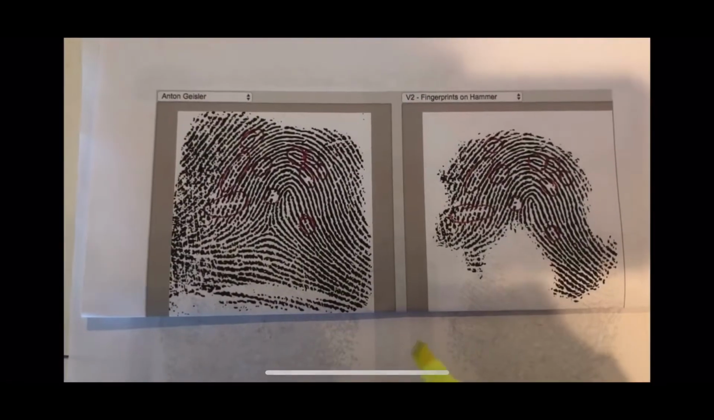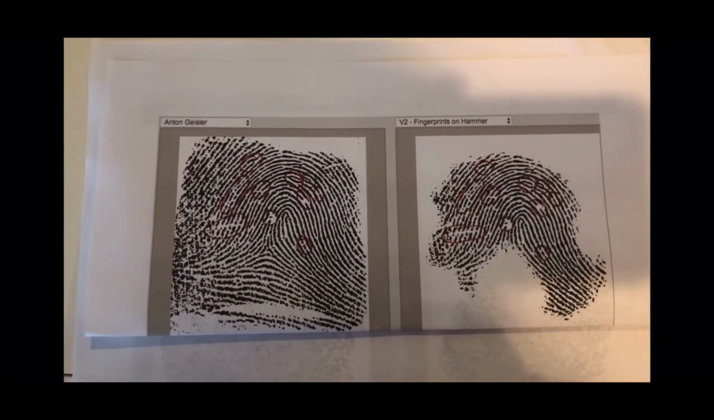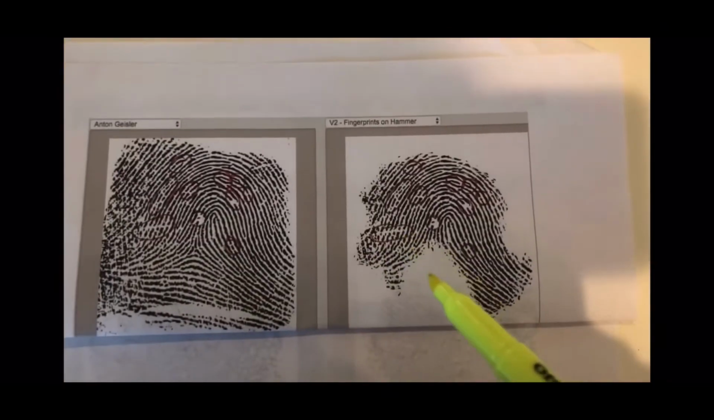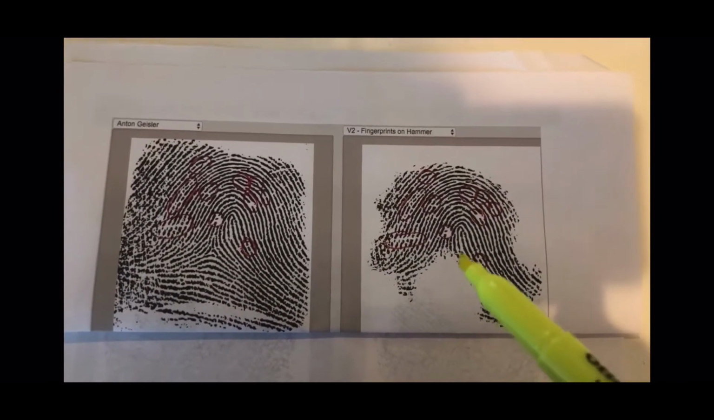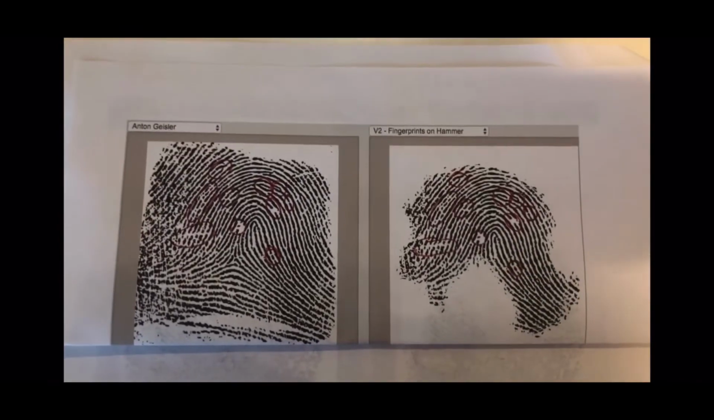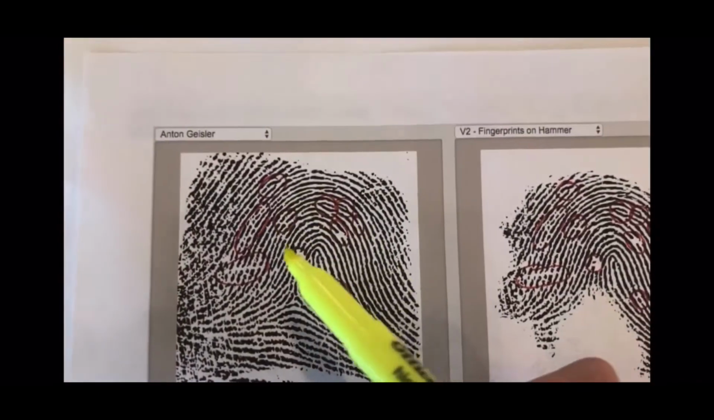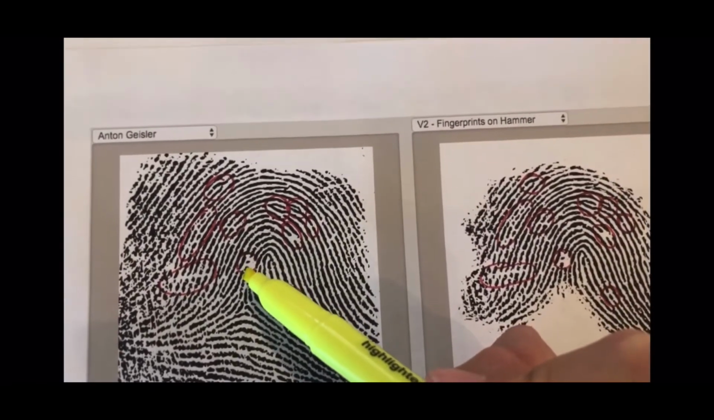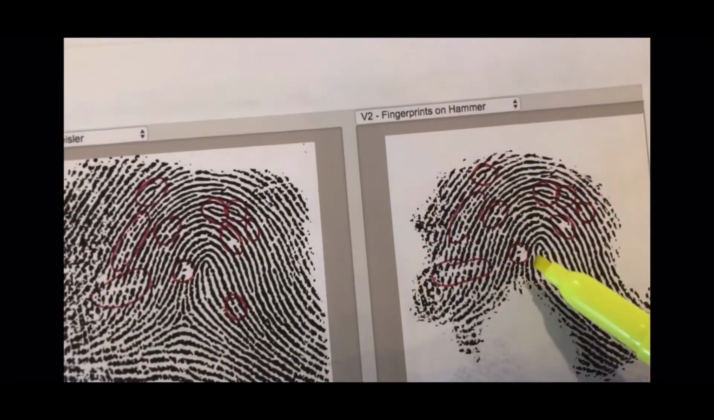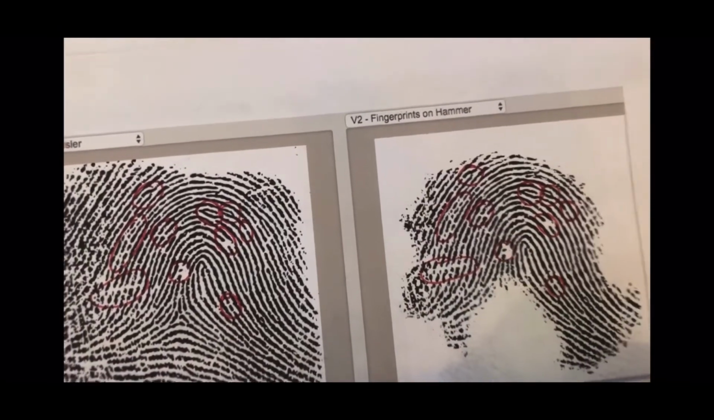Fingerprint is Anton Gessler's left index finger, which is a radial loop, and that is comparable to another fingerprint found on the hammer at the crime scene. This is also a radial loop. Here in the center, you can see a ridge ending with a dot in the center. The same can be found here, a ridge ending with a dot in the center.